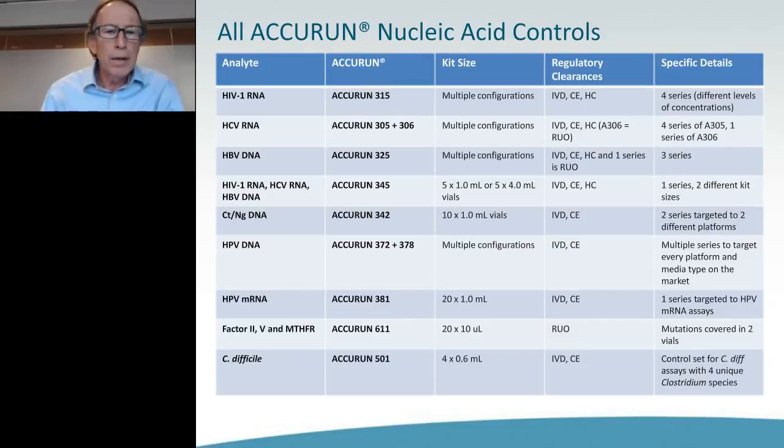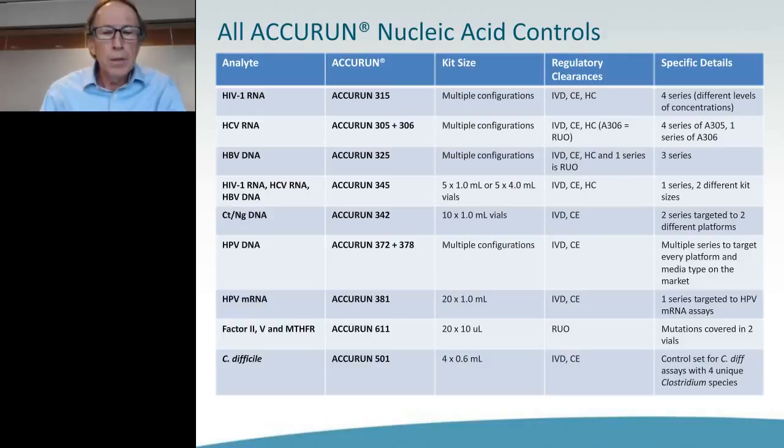But we also have CTMG controls. We have HPV controls, both HPV DNA and HPV RNA, which is the most recent new product that we've launched. And we actually have a genetics control for factor 2, factor 5, and MTHFR. That's ACCURUN 611, also another new product.